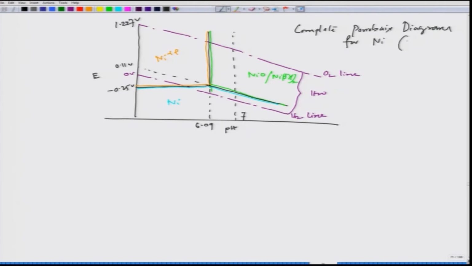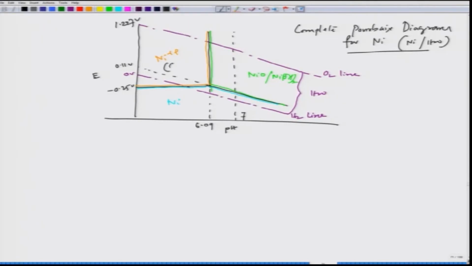So, it is basically indicating the Ni-H2O system. Fine. So, this is basically the simplified version. In nickel there are other reactions involved, and we can call it the corrosion zone. This is immune, this is passive.